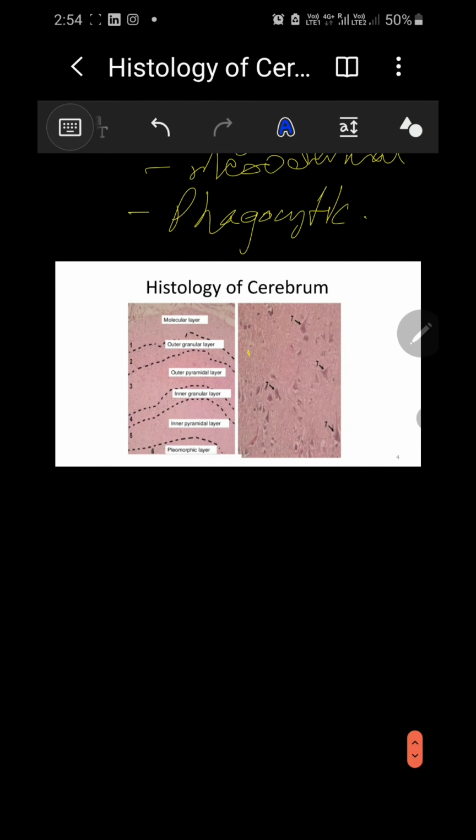So here it says histology of cerebrum, right? Because I have taught everything in detail, no doubt this will be a long lecture, but in your future, any time you can revise with this. You don't have to search for the slides anywhere else. So I've included it in this.